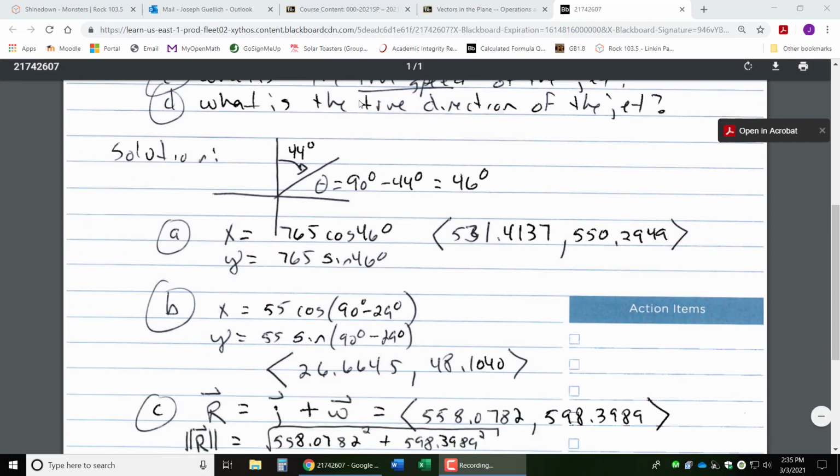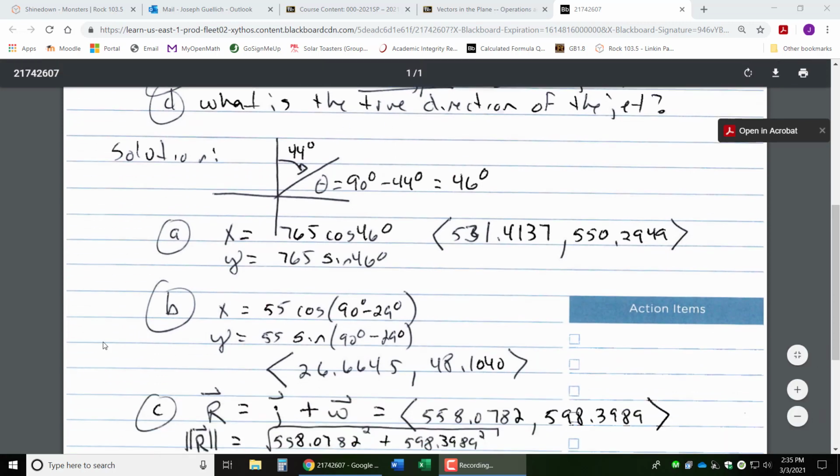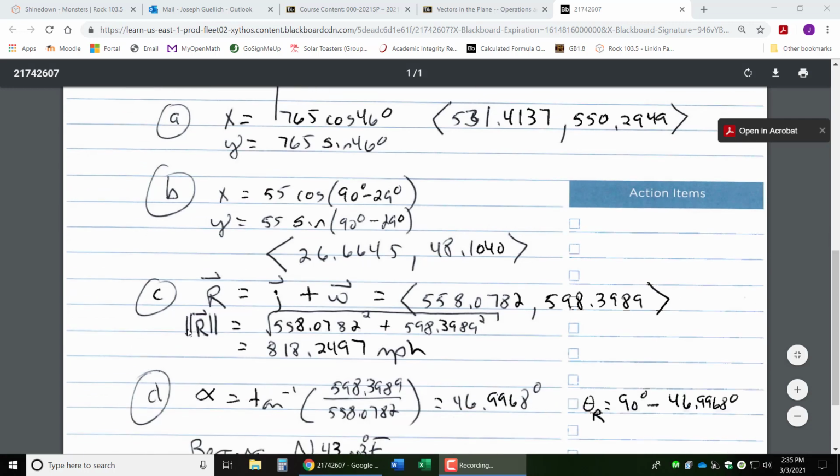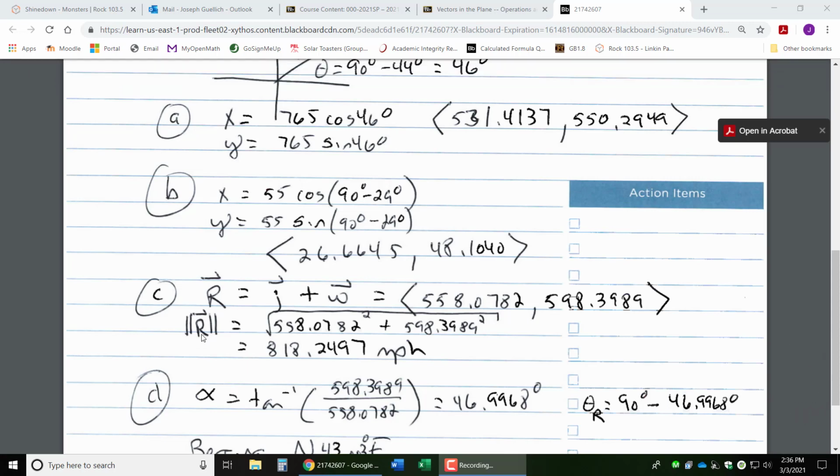Part C, the true speed, requires the resultant. So I've added the vectors together, add the x's, add the y's. We need the magnitude. Remember that double vertical bar is magnitude for vectors. Sometimes you see a single vertical bar. You have to know in context that it means magnitude and not absolute value. Otherwise known as Pythagorean theorem, right there.